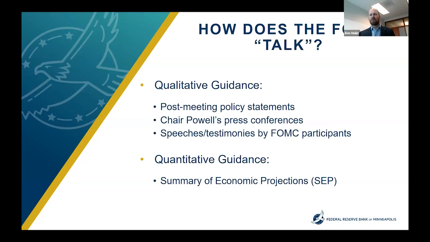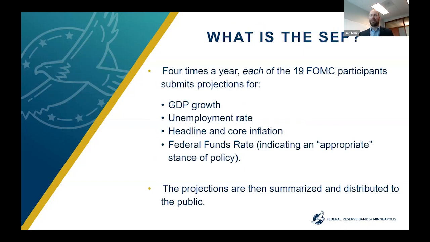So let me describe exactly what that is. So 4 times a year, the FOMC meets 8 times a year, so twice a quarter. But in the second meeting of each quarter, so in March, June, September, and December, the SEP is put out. And what happens for that is each of the 19 FOMC participants, so there's 12 regional bank presidents and 7 governors at the board.